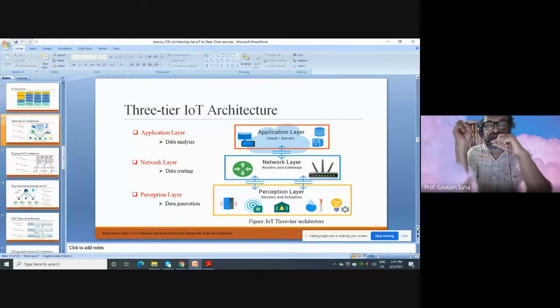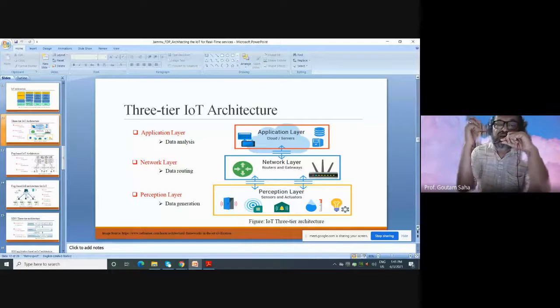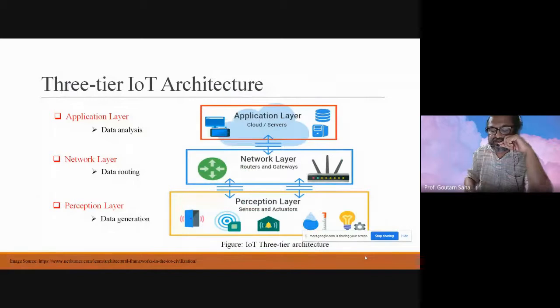You see here, the conventional three-tier architecture was like this. This is the old architecture; first it was conceived in this way. There is the perception layer where sensors are there, the network layer where all the communications are done, and the application layer where data storage and data analysis are done, and communication with the users takes place. So this is the IoT three-tier architecture.